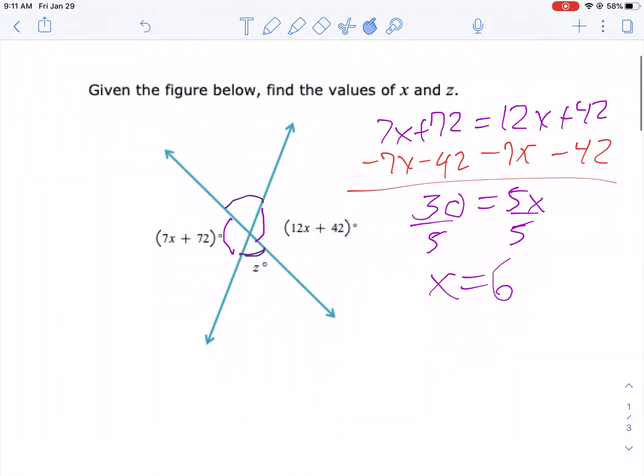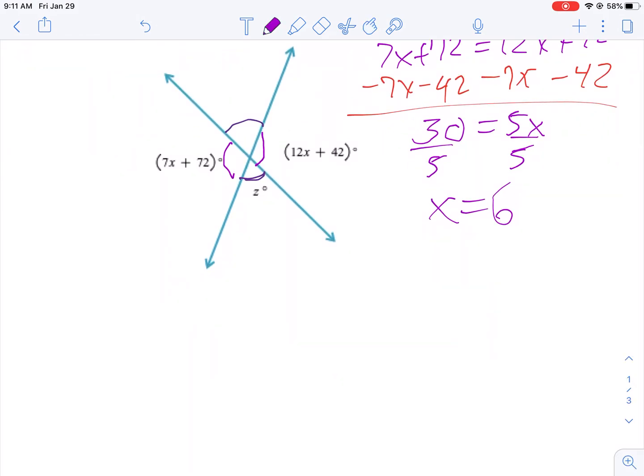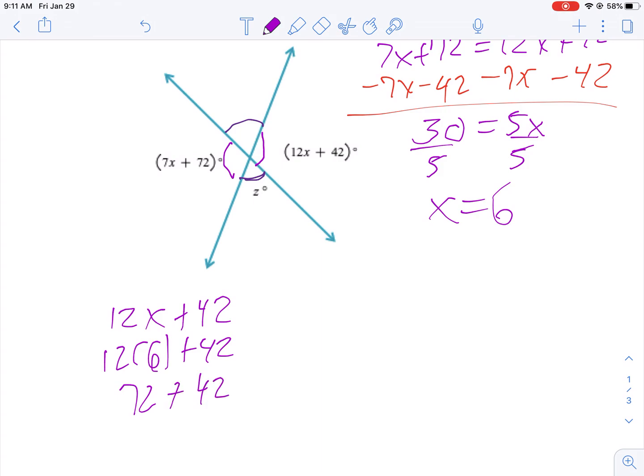They asked for x. Now we got to find z. Well, in order to find z, we got to find one of our angles. So I'm going to use 12x plus 42. I'm going to find the measure of that angle. Well, that's 12 times 6 plus 42, or 72 plus 42, which is 114 degrees.